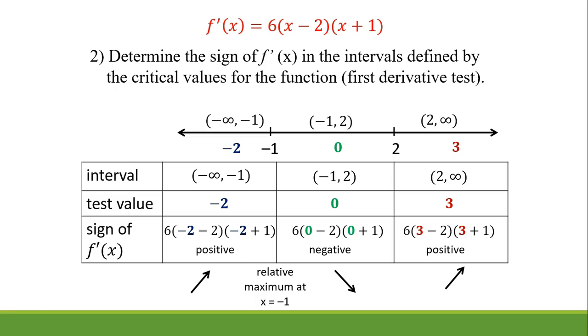That also tells me that I must have a relative maximum at x equals -1. Because if my function's increasing and then decreasing around -1, I must have a high point on my curve. And at 2, I must have a relative minimum, because my function's decreasing and then it's increasing around 2.